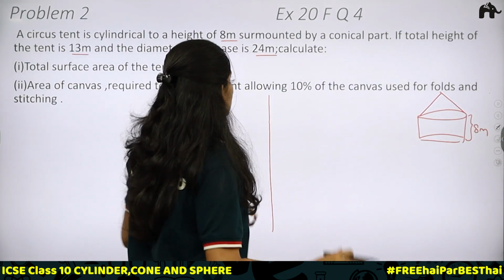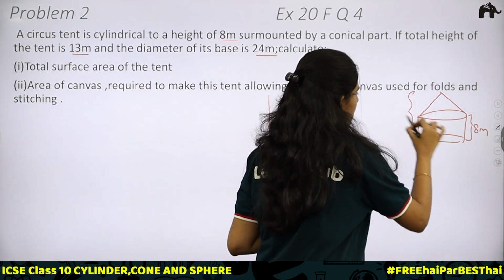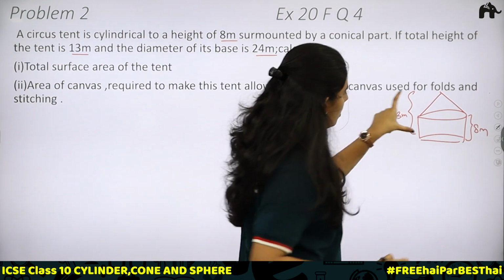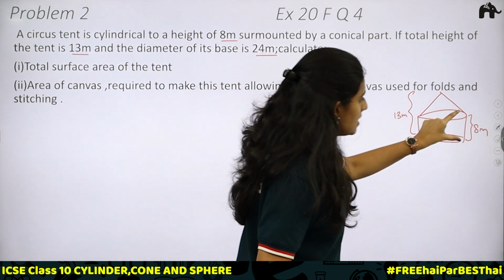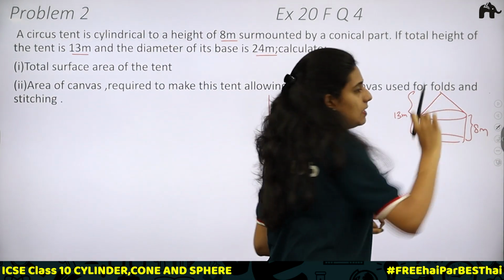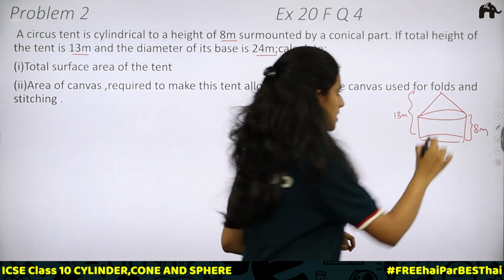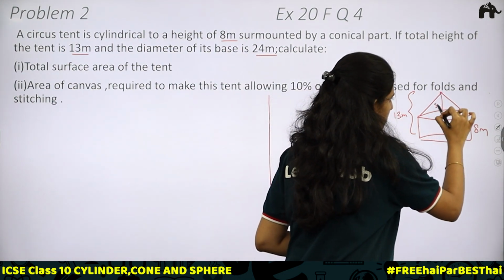Surmounted by a conical part. If the total height of the tent is 13 meter and the cylinder's height is 8 meter, what is the height of the conical part? It will be equal to 13 minus 8, which is 5 meter. This height is 5 meter.